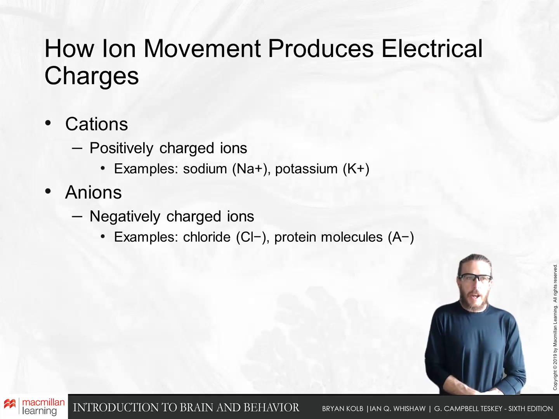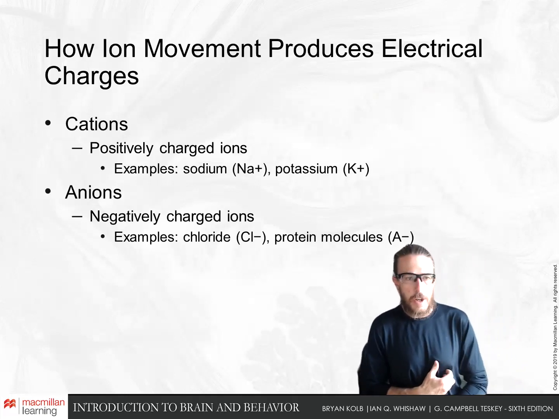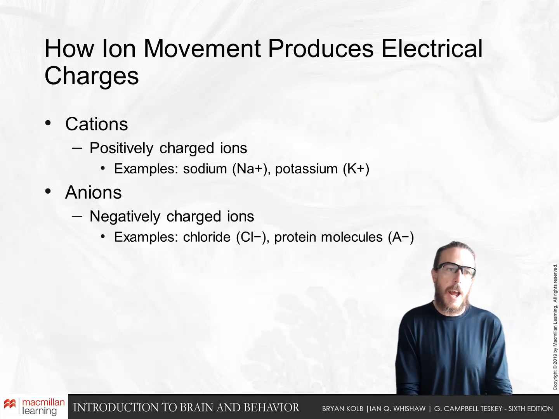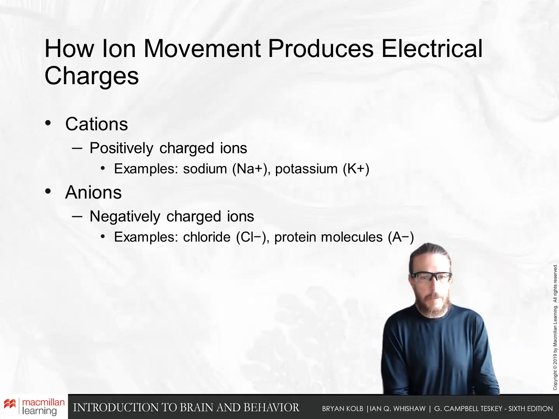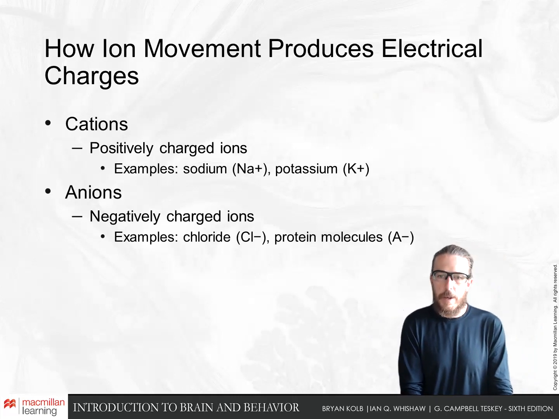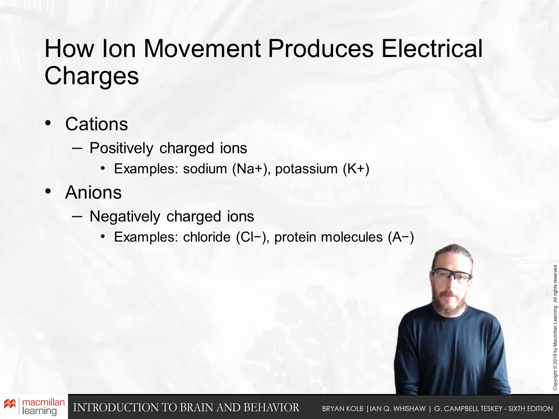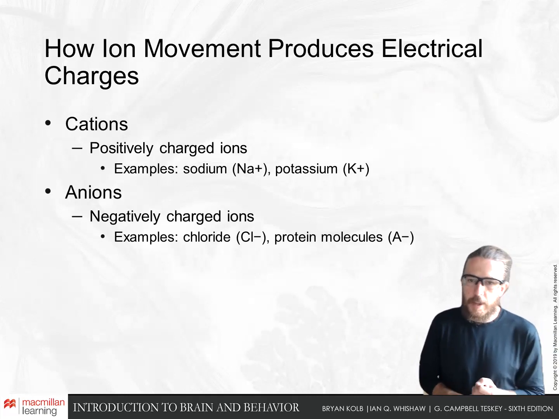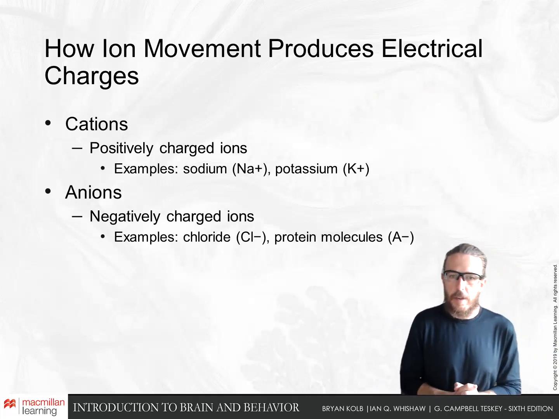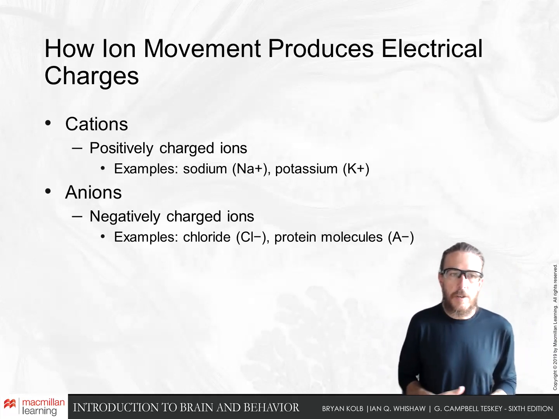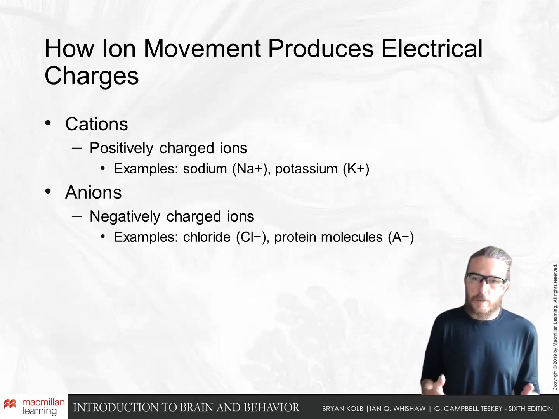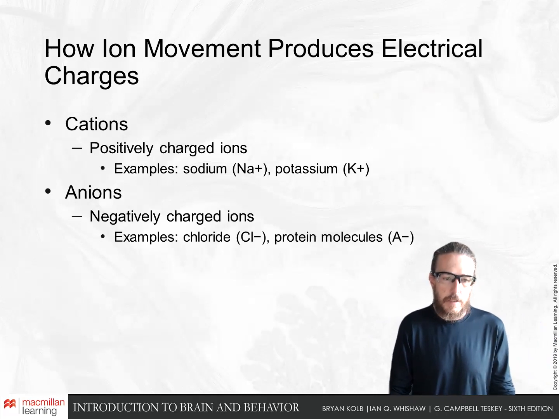Just to cover this again, cations are positively charged ions like sodium and potassium, and anions are negatively charged ions like chloride. Turns out that all the proteins we talked about last week, that are created by our RNA in our endoplasmic reticulum and sent out by our Golgi apparatus into our cells, all tend to have a negative charge as well. So the negative charge of the protein molecules contributes to the negativity on the inside of the cell.